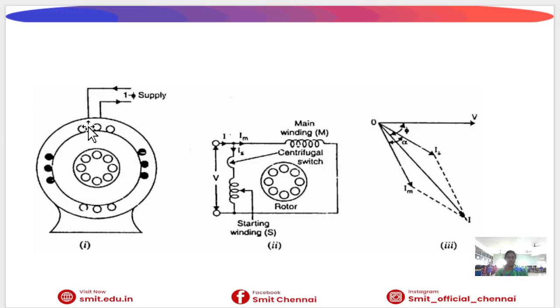So here we are creating the magnetic field, and by using this starting winding we rotate the rotor. The starting winding has a high resistance and low inductance, and the main winding has a low resistance and high inductance. So they have the phase difference. We will clearly draw the picture of the phase difference. So it creates a current.